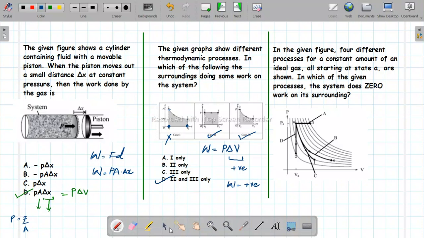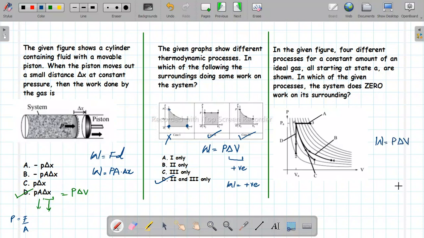Then in the given figure, 4 different processes, 1, 2, 3, and then 4, for a constant amount of an ideal gas, all starting at state A are shown. In which of the given processes does the system do zero work on its surrounding? Again, this is PV curve. We have pressure on y-axis and we have volume on x-axis. How do we explain work in terms of pressure and volume? Work done is the product of pressure and change in volume.